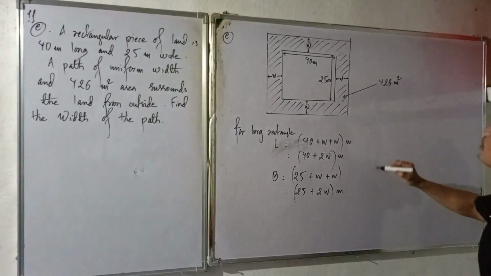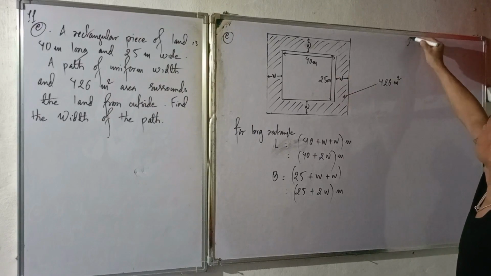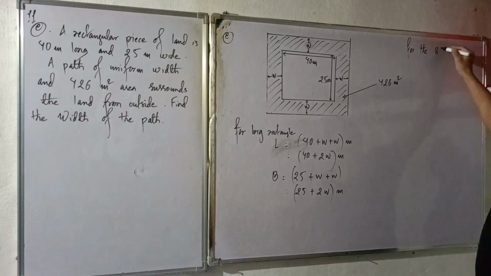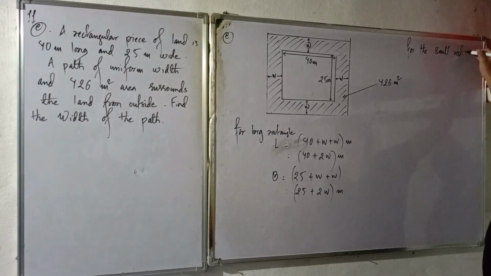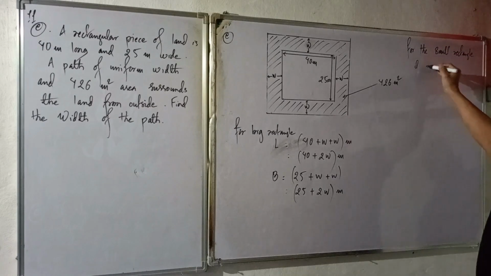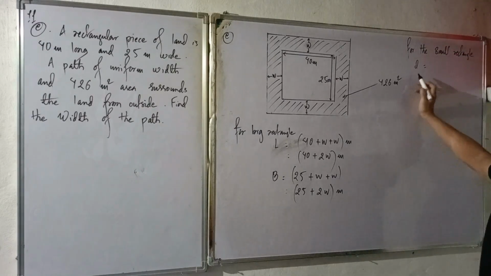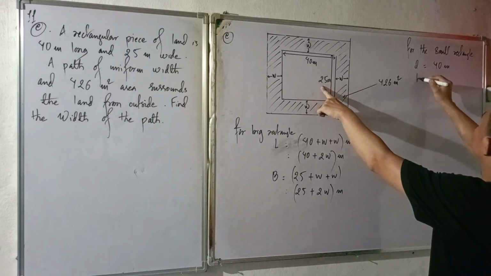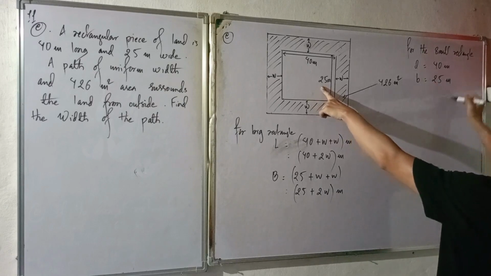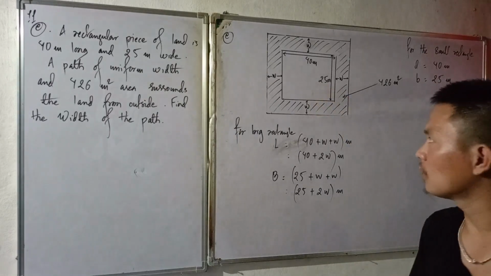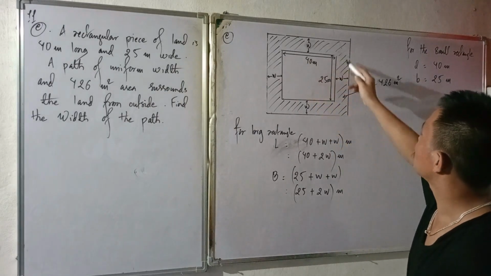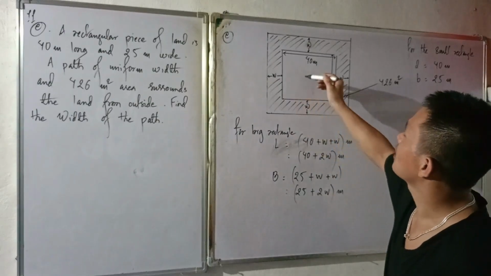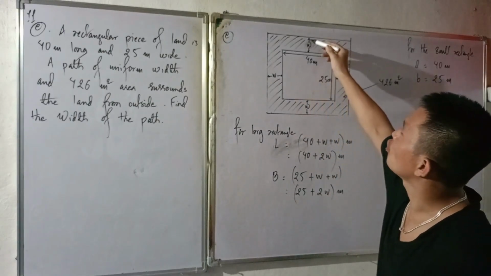Now for the small rectangle, let the length be denoted by small l. So for the small rectangle, we have length 40 meter and breadth 25 meter. We have been given the area of the shaded part, the area which surrounds this rectangular part and has a uniform width.